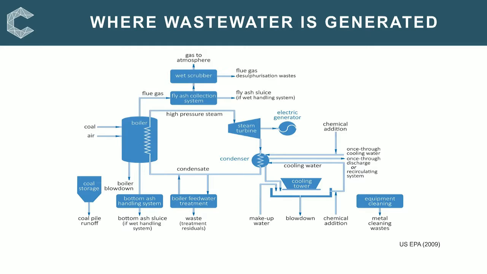Both the once-through discharge and the cooling tower blowdown can contain pollutants resulting from the erosion and corrosion of piping and the condenser, and from chemicals added to prevent corrosion, scaling and biofouling. And as I said, I'll be discussing the treatment of the cooling tower blowdown later.